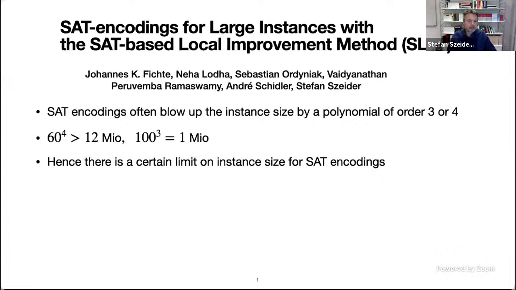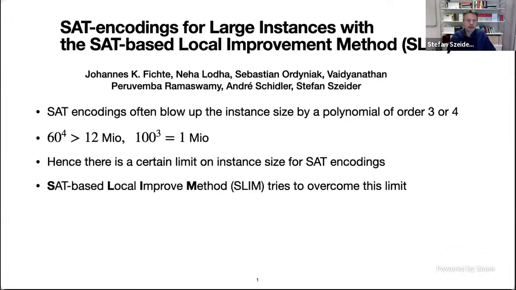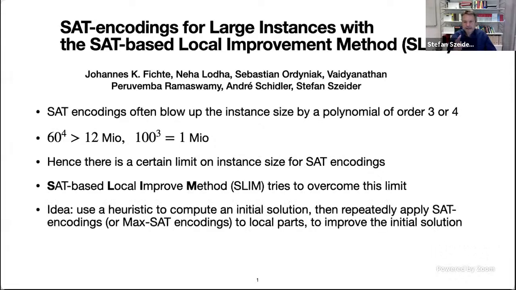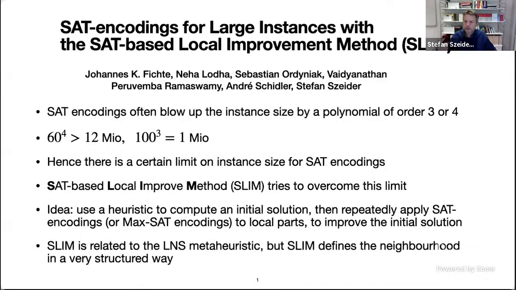And therefore we had a couple of years ago this idea, we now call it SLIM, SAT-based local improvement method. We try to overcome this limit in that we apply the SAT encoding, or now we also do it with MaxSAT encodings, to small parts of some initial solution that was computed by some heuristics. And then we use the SAT encoding to improve this solution locally. It's then a loop, and we improve, and often we just do it as long as we have time.